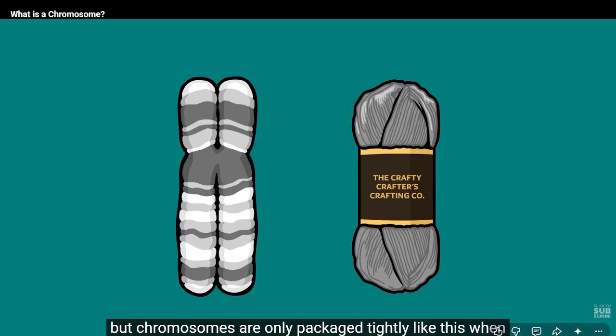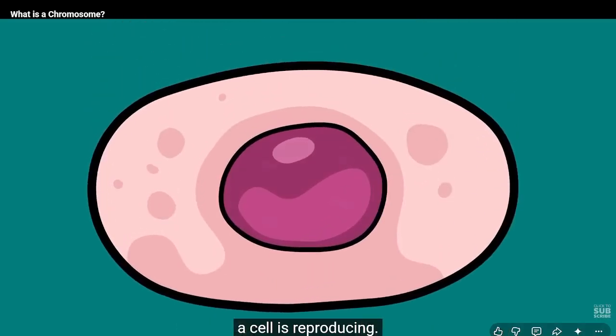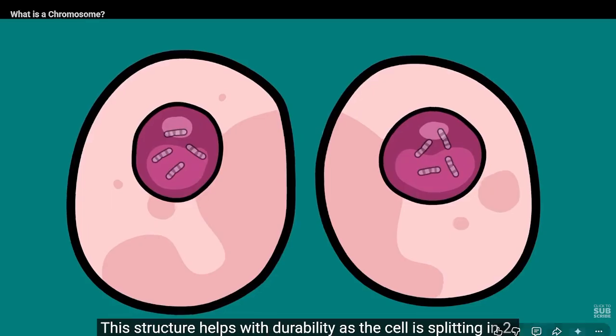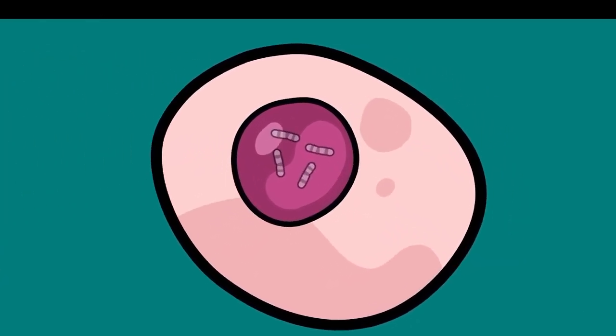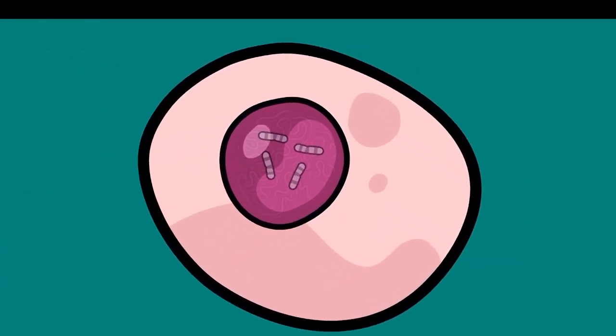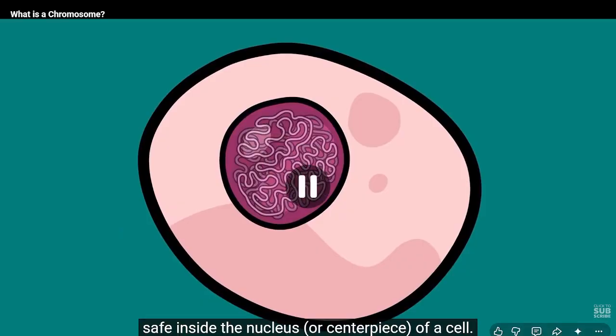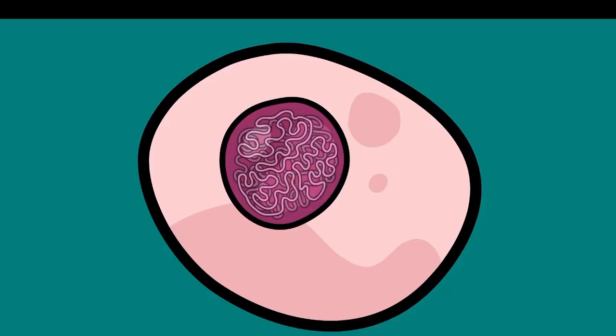Chromosomes are only packaged tightly like this when a cell is reproducing. This structure helps with durability as the cell is splitting in two. For most of a cell's life, however, chromosomes exist in a loose, noodle-like structure along with other chromosomes. What form is that? What form of DNA is that? Long, thin, and noodly? Chromatin.